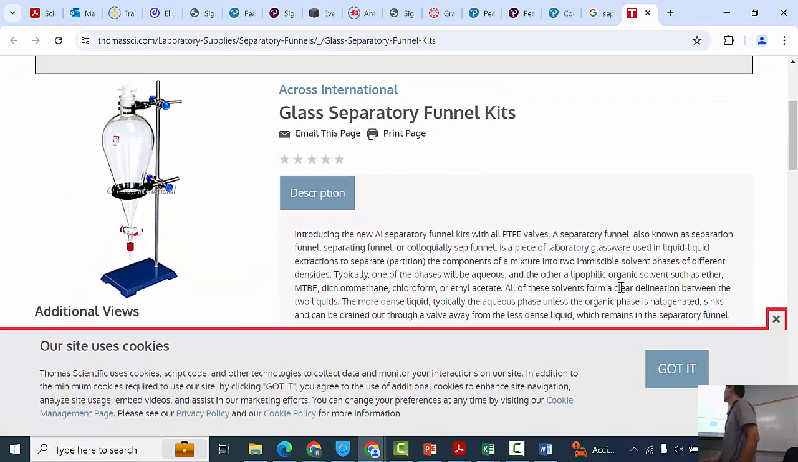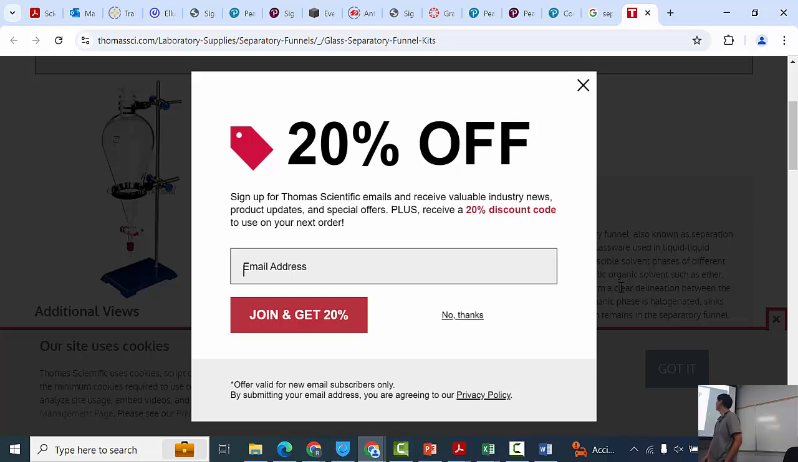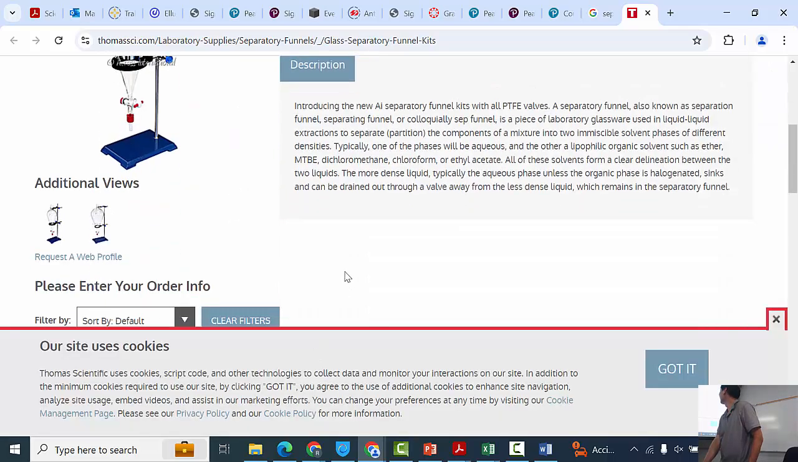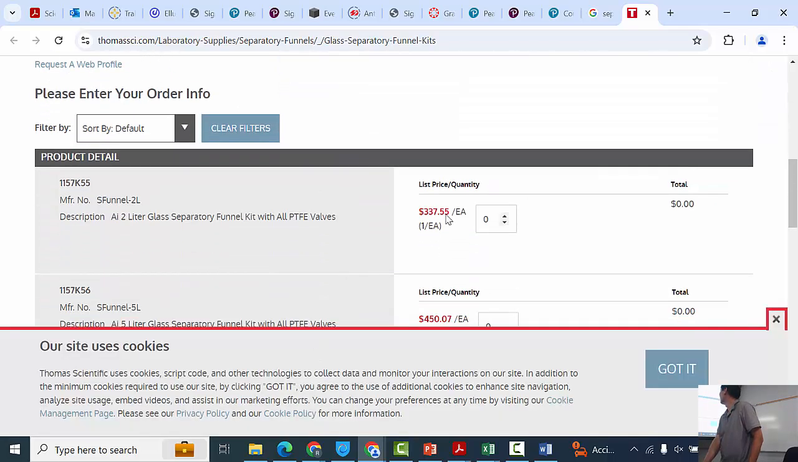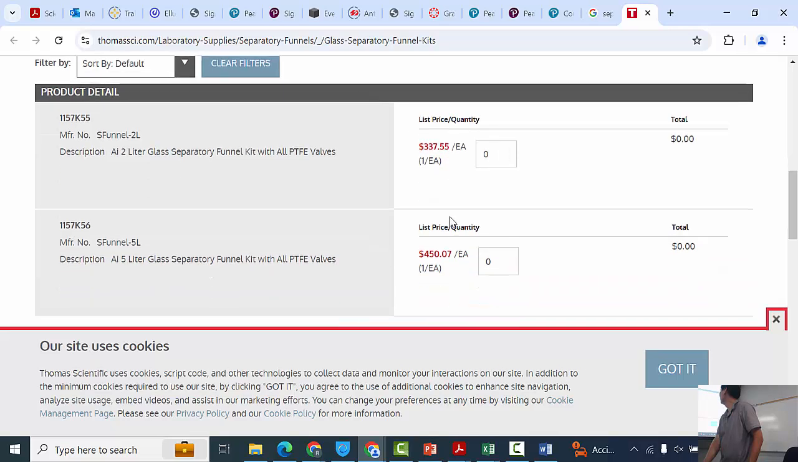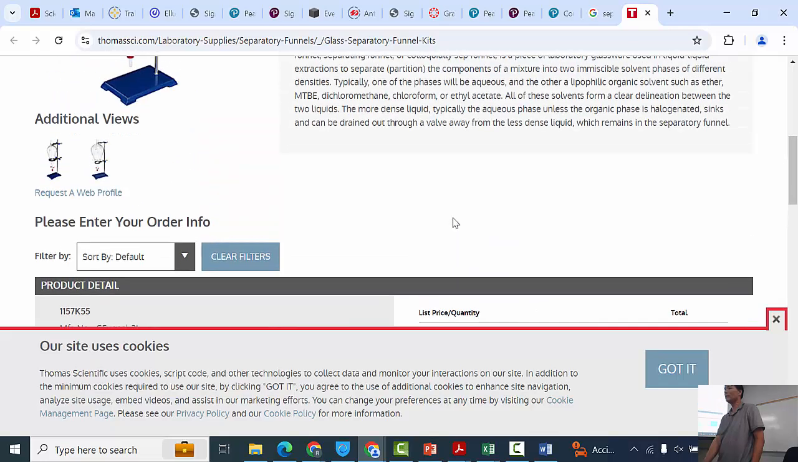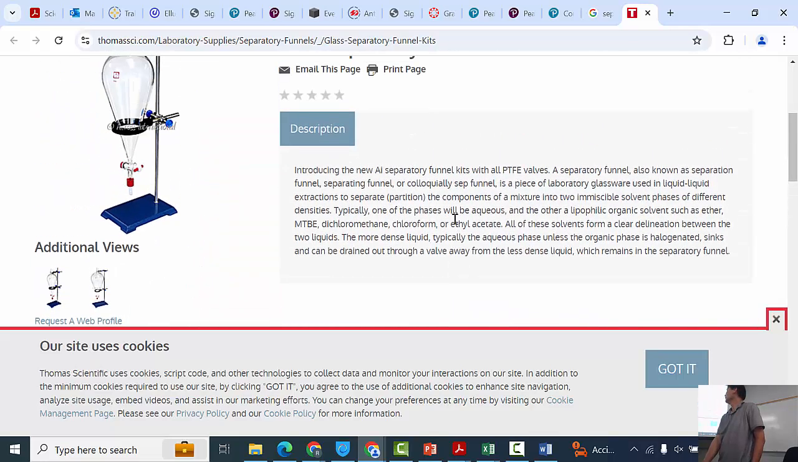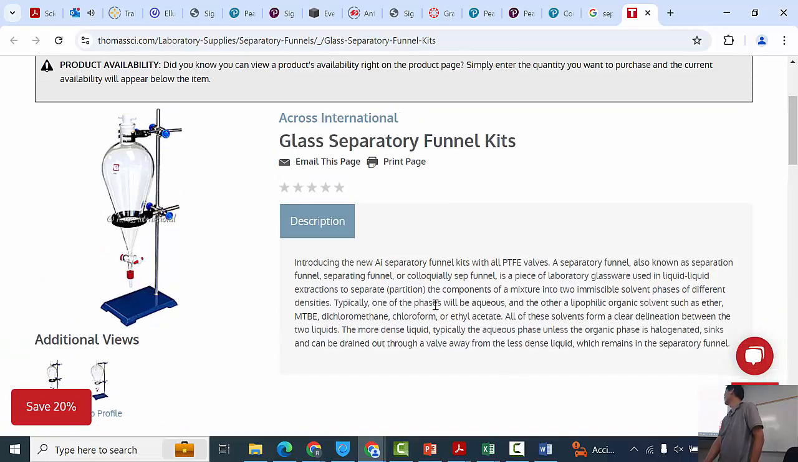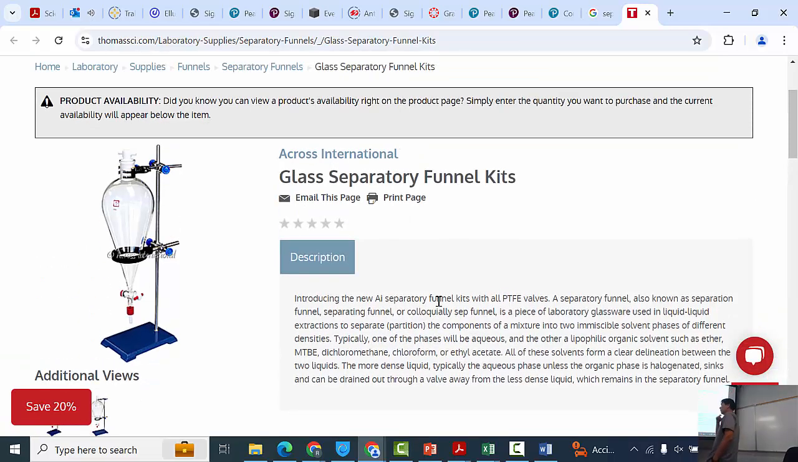So we have something called a separatory funnel. Ooh, you get 20% off. You might need that because if you break one of these, how much are these now? $337 for a small, $450 for a large. If you break one, and people break these all the time, it's going to be a big bill. Organic bills can be very large, like in the hundreds of dollars, or many hundreds of dollars. Break some of the expensive glassware.